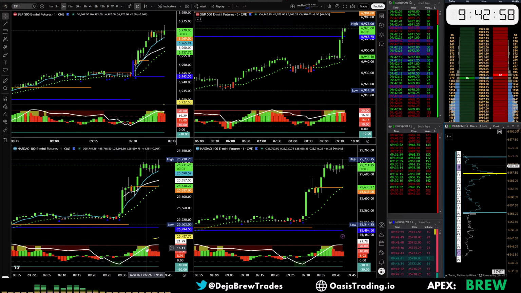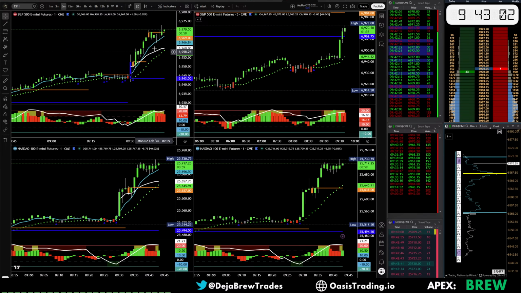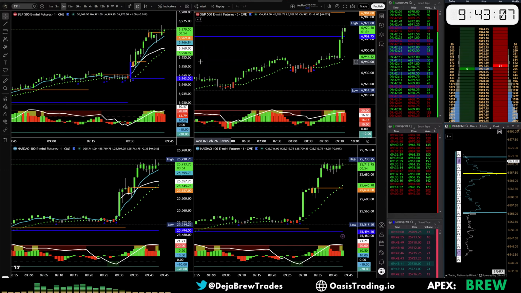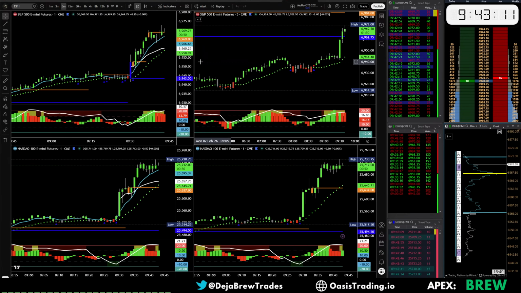You can see once the Momo kind of topped out, you started to get a little bit more choppy. That momentum was a little bit topped out. It didn't really have much room to go. Cooling off a little bit.